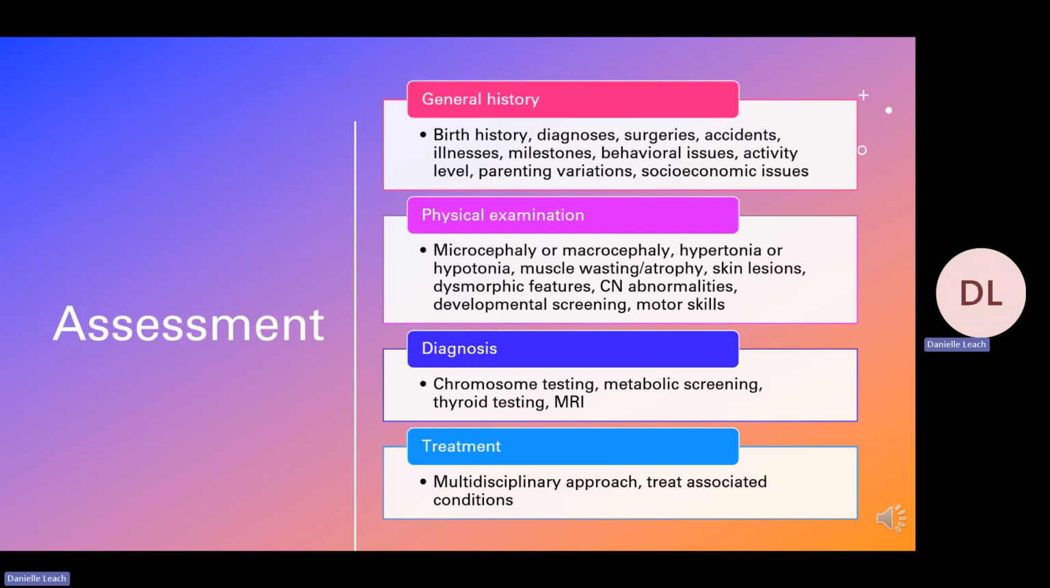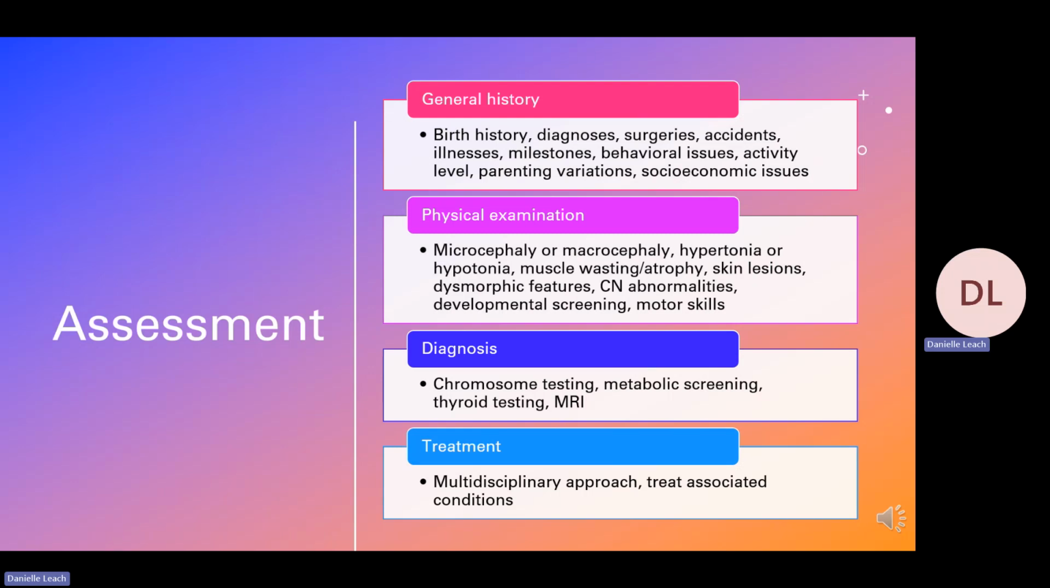On physical examination, we can, of course, measure their head circumference to see if they have microcephaly or macrocephaly. So basically, a head that is too big or too small. Technically, microcephaly is where the head circumference is more than 2 standard deviations below the average for the child's age, sex, race, and period of gestation. Same with macrocephaly, it's 2 standard deviations above the average. Is the child's muscle tone hypertonic or hypotonic? So increased muscle tone or decreased muscle tone?